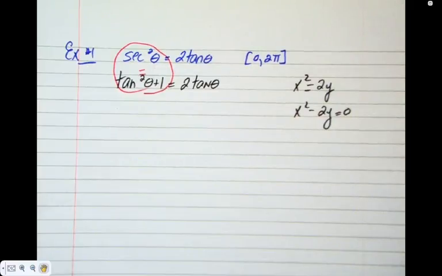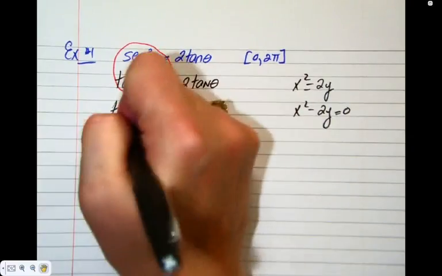Okay, well, what was the point of doing that? Well, now it's all tan, so now I can factor. So I'm going to take everything onto one side.